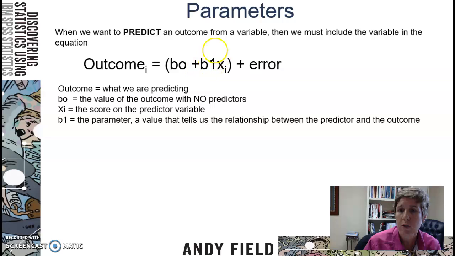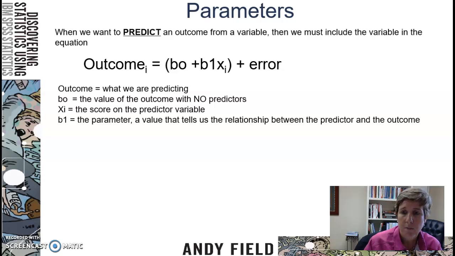Okay, however, we're going to add a variable in here that's going to continue to help us to predict that outcome. And then again, we've got a measure of error. So outcome is what we are predicting. Your B0, the value of the outcome with no predictors. All right, so if I didn't have B1 and X1, whatever value I get here is going to represent the outcome.